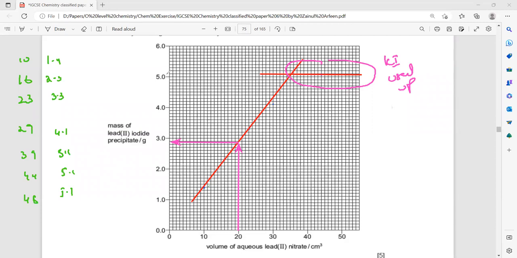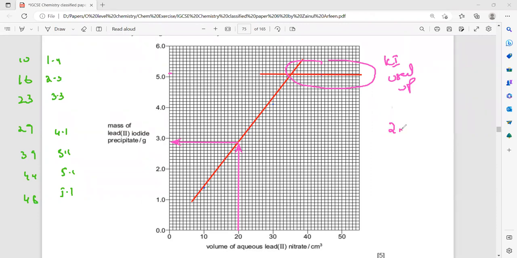So if 5.1 is formed and we reduce the concentration, the mass of precipitate formed will also be half. So half of 5.1 will be 2.55, for the same volume. Why is the product decreased? Because we reduce the concentration.